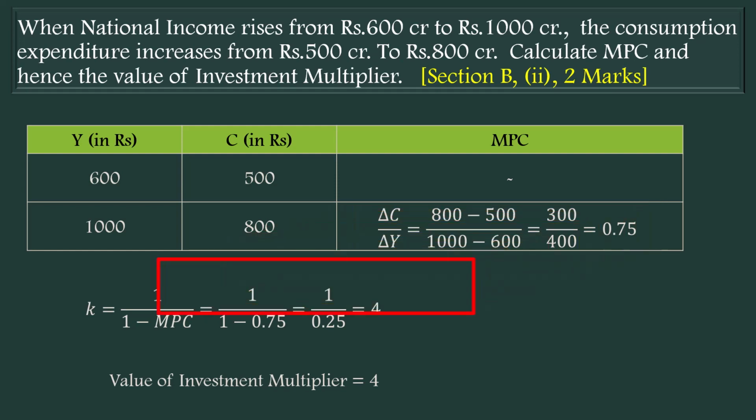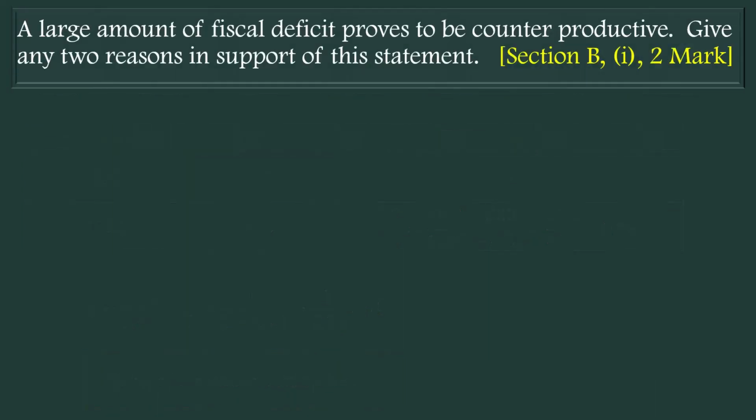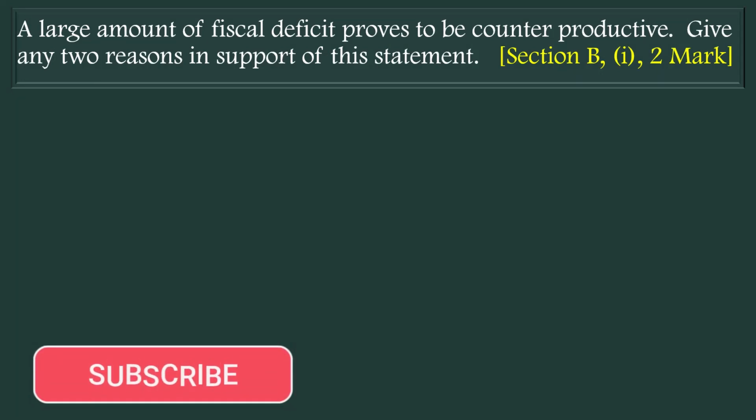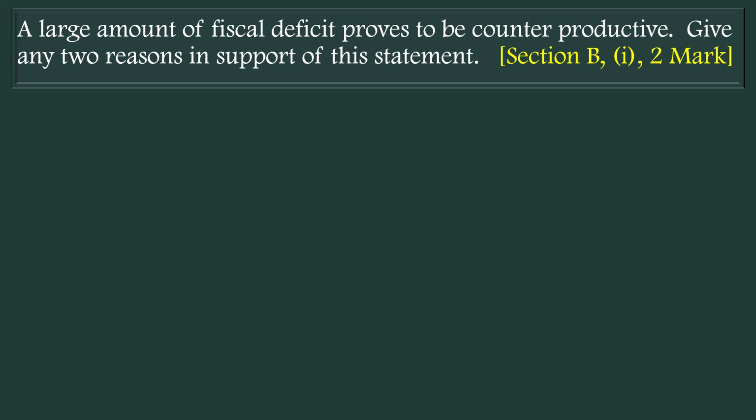Now let us use the formula K equals 1 by 1 minus marginal propensity to consume. 1 by 1 minus 0.75, 1 by 0.25, 4. Multiplier is 4. A large amount of fiscal deficit proves to be counterproductive. Give any 2 reasons in support of this statement.